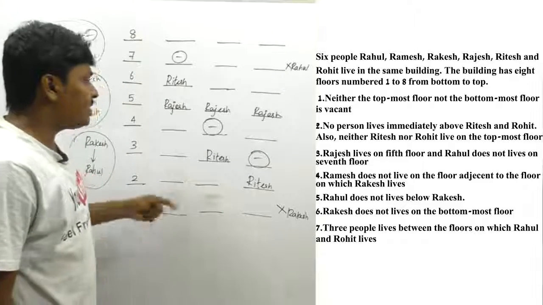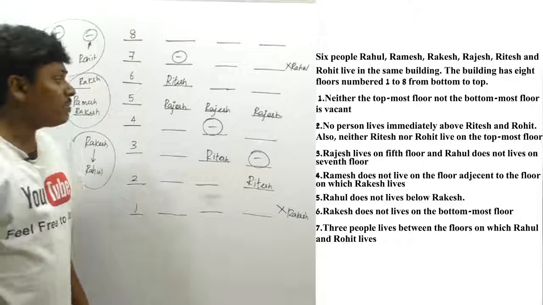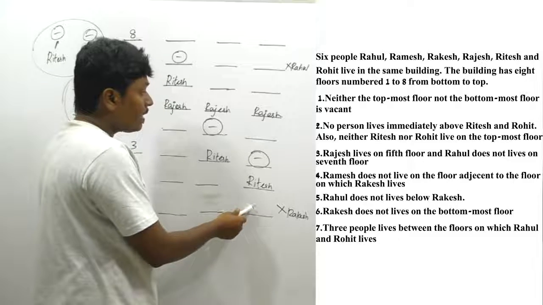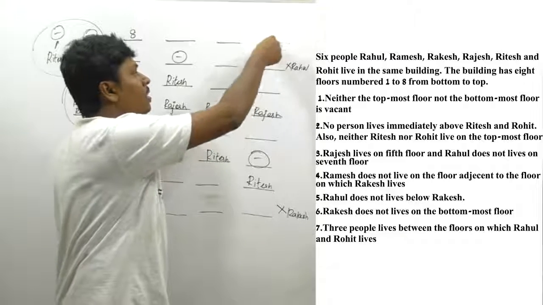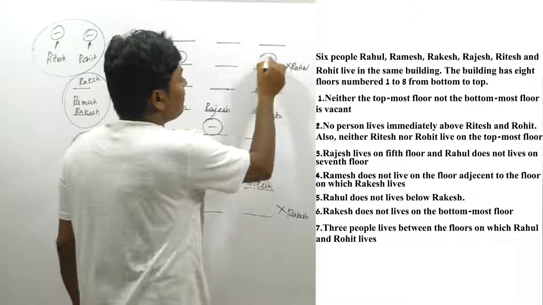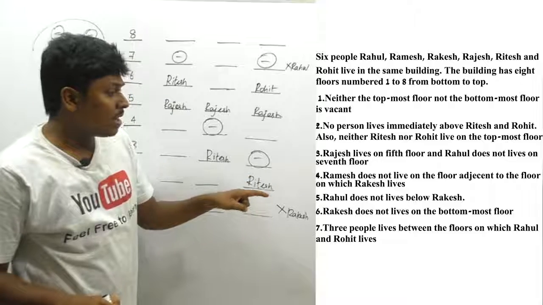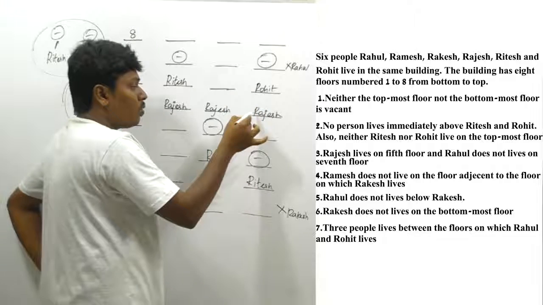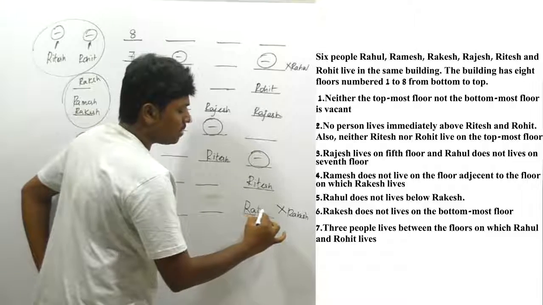Okay, after fixing this, let me move on to the next one, which is above Rohit. There should be a vacant position there. Friends, we can't place Rohit here, and if I place Rohit here, this should be vacant. We know that the topmost is not vacant. I can fix Rohit here, and I can say this is vacant, right? And we know the last point: between Rohit and Rahul, there should be a gap of 3 people living, right? If Rohit is here, 1, 2, 3 people are living, so Rahul should come here. Friends, got it?